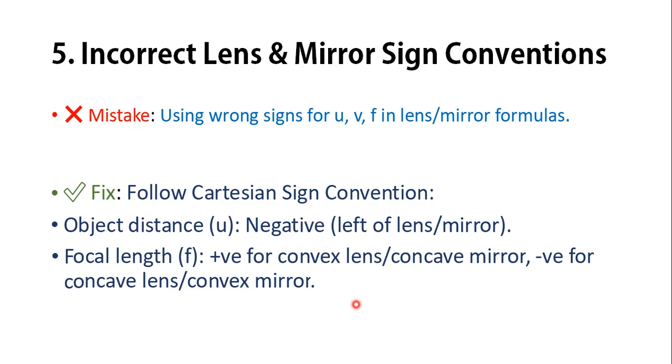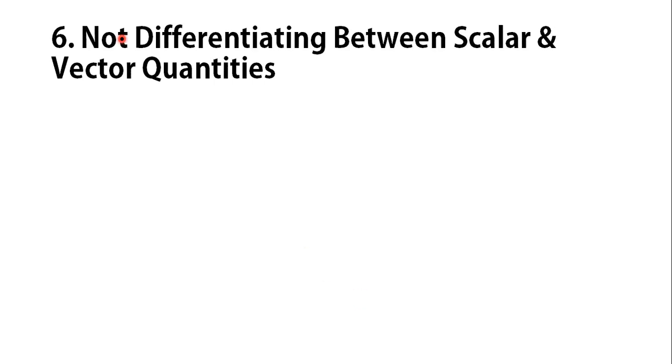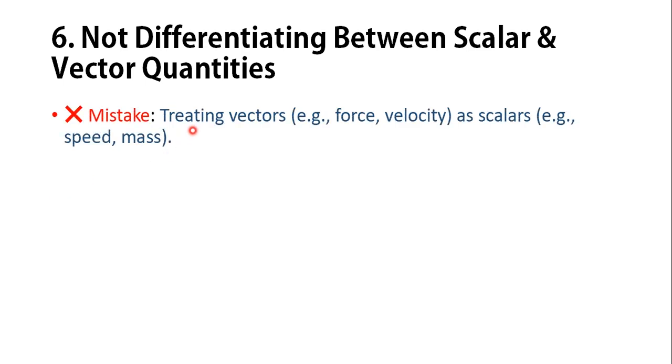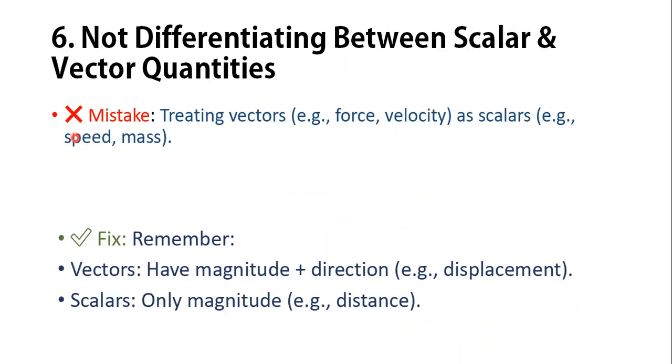Okay, and next, number 6, not differentiating between scalar and vector quantities. The mistake is treating a vector, for example force and velocity, as a scalar, or treating a scalar, for example speed and mass, as a vector. That is a huge error actually.